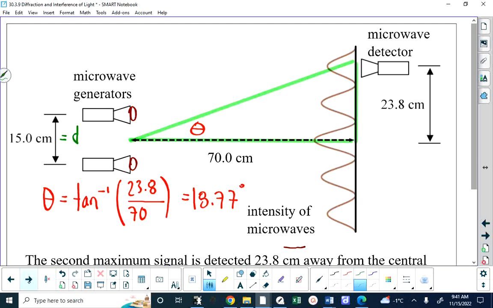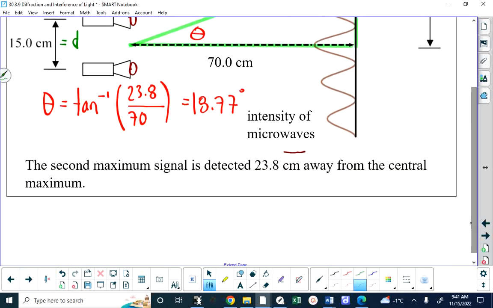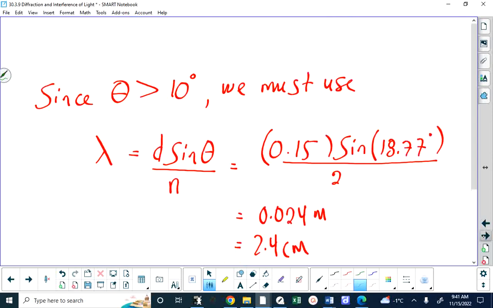So I did a math 10 problem here where I find this angle by using tangent of that angle is equal to opposite over adjacent. And when I find that angle, I get 18.77 degrees. So that's definitely more than 10 degrees, which means to answer this question, you have to use this formula. And when you put the numbers in, I believe you get 0.024 meters. Can you confirm that?